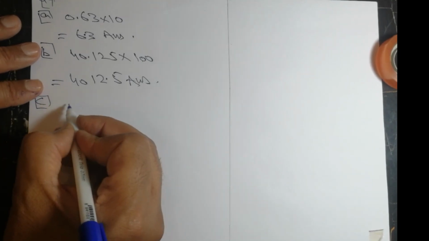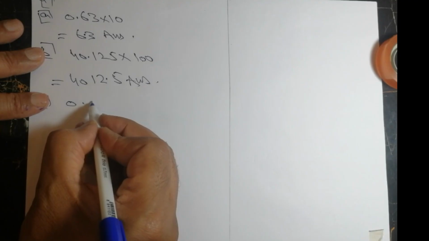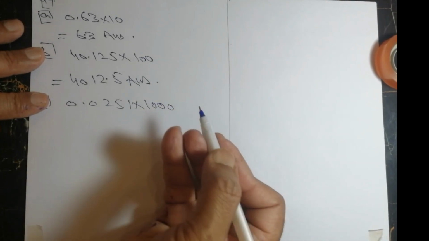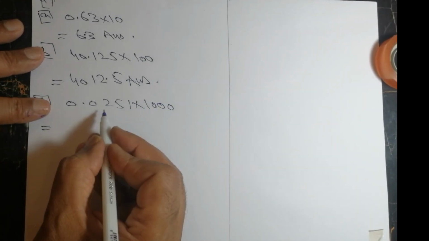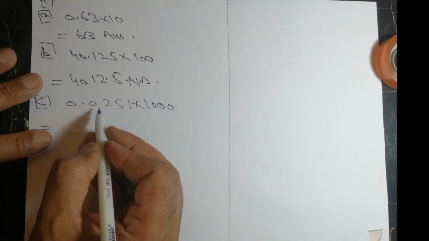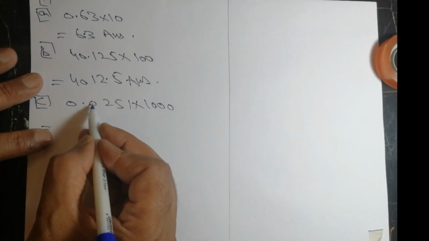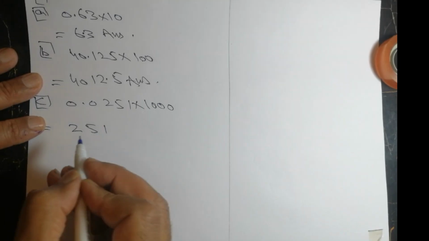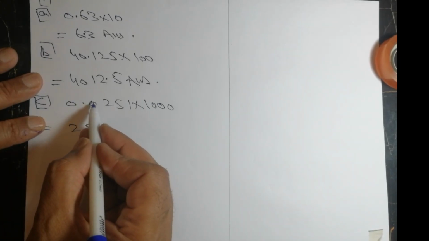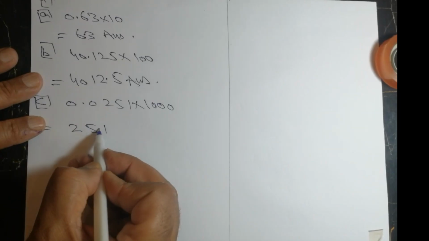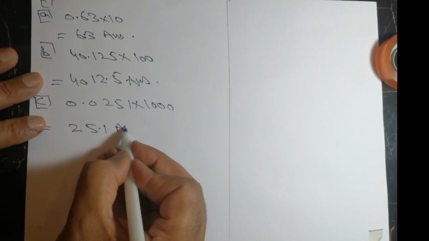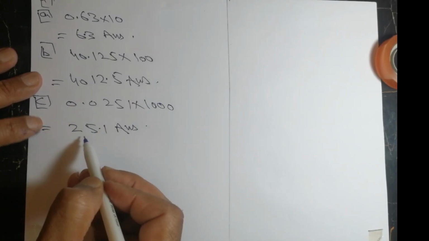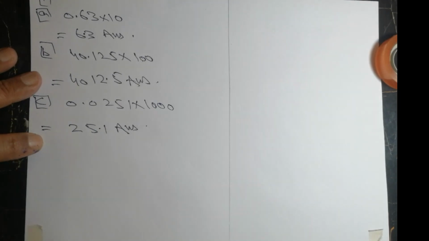Part C is 0.0251 multiplied by 100. No, 3 zeros. So the decimal will move 3 digits towards the right. 1, 2, 3. So 251. This will be 25.1. This is the answer. Because on the left side there is no value of zeros, that is why this is 25.1.